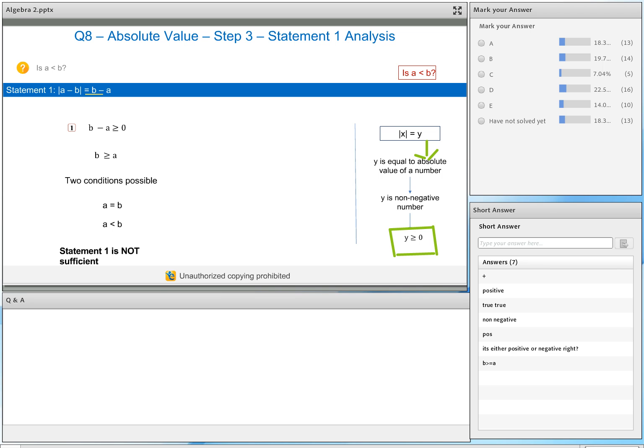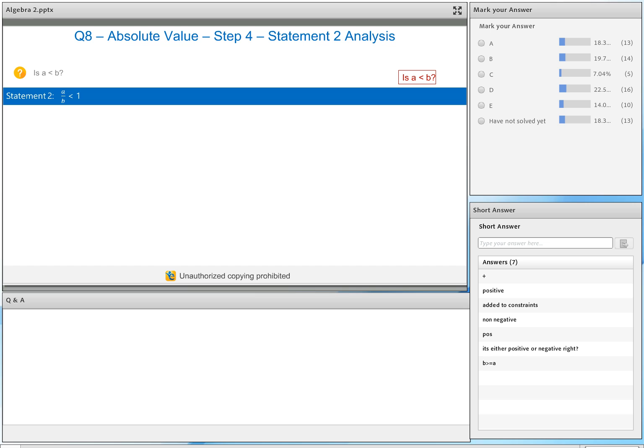And that's why I say DS questions don't test any new concept. The concept application is exactly the same, but you need to have that 200% clarity in terms of the concepts. You made a mistake over here simply because you didn't know that y can be equal to 0 here as well. All right, now let's take a look at statement 2.